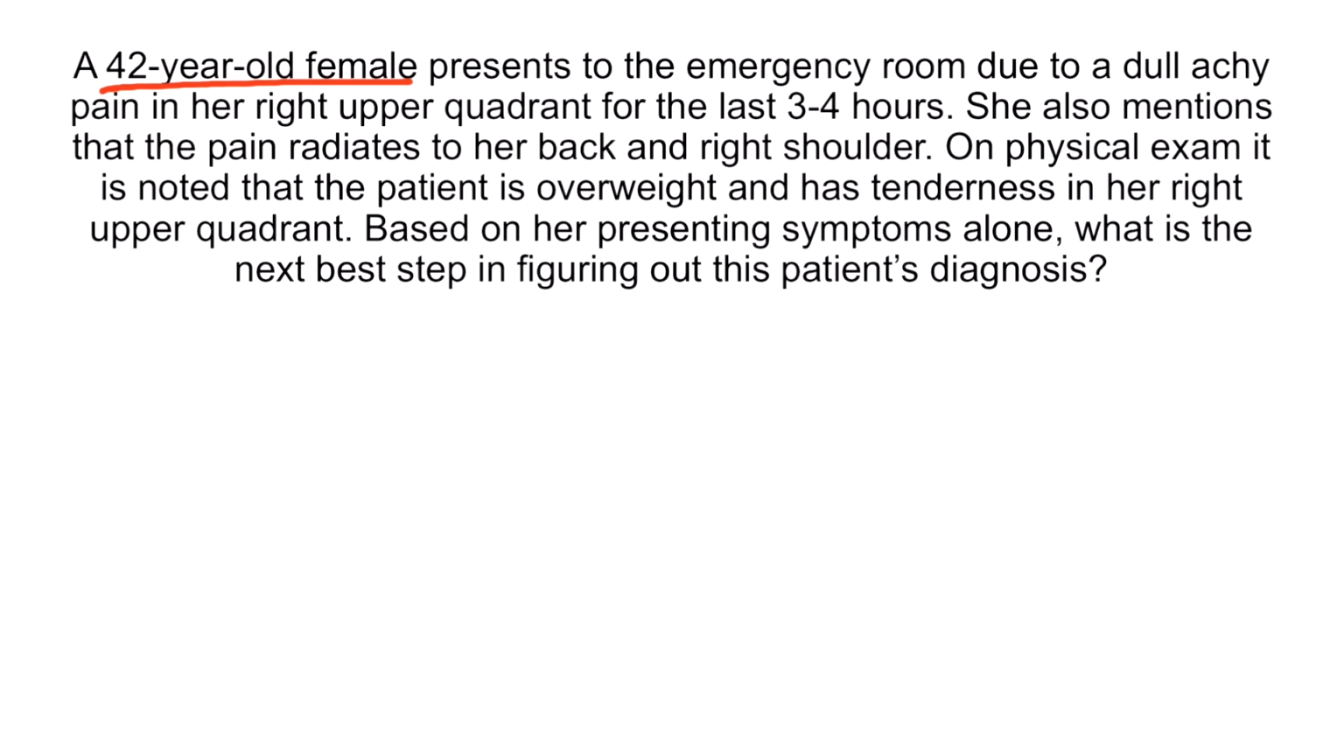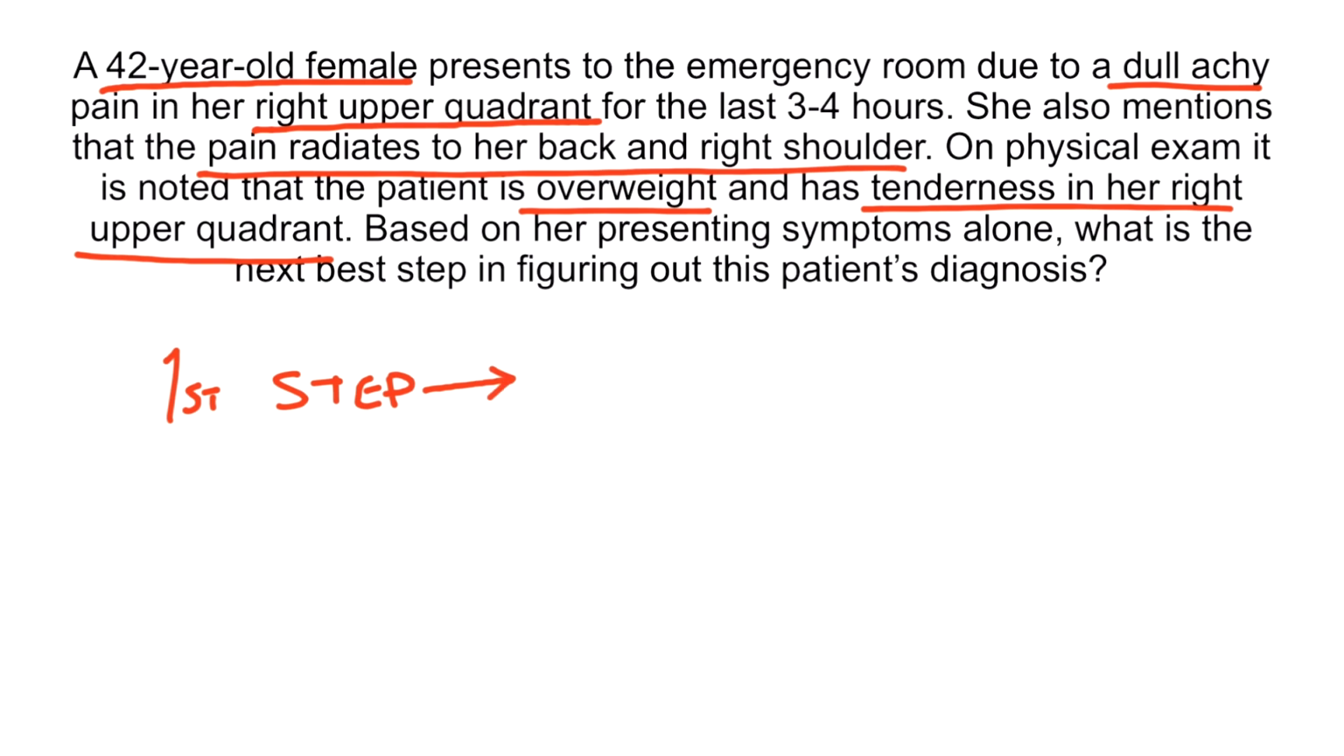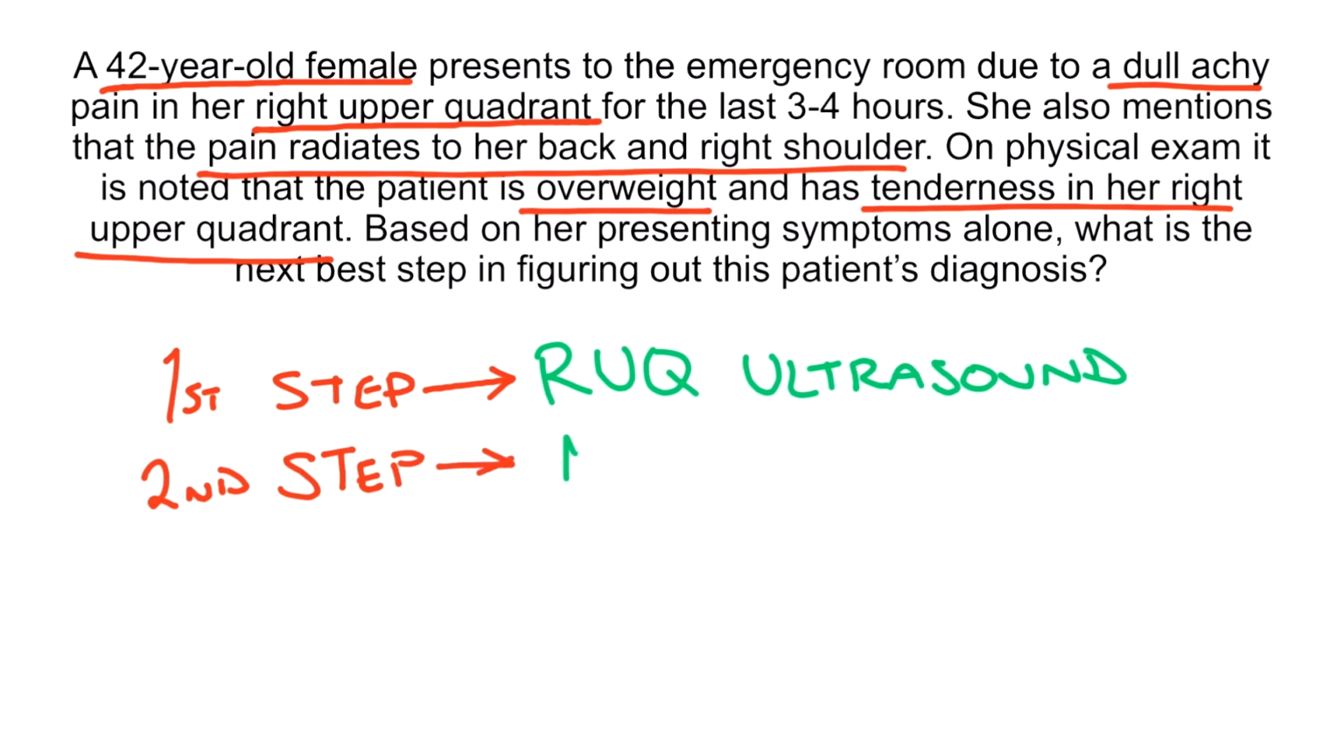A 42-year-old female who's overweight presents with dull, achy right upper quadrant pain. The pain radiates to her back and right shoulder, and there's tenderness in her right upper quadrant. These symptoms are highly indicative of biliary colic. Additionally, the patient is in her 40s, overweight and female, all of which are risk factors for cholelithiasis. The initial step in diagnosing cholelithiasis is a right upper quadrant ultrasound. If the ultrasound were to be non-diagnostic, then the second step would be an MRCP.